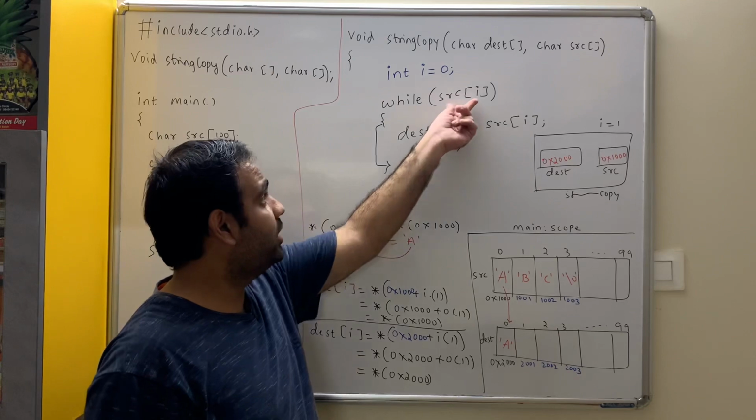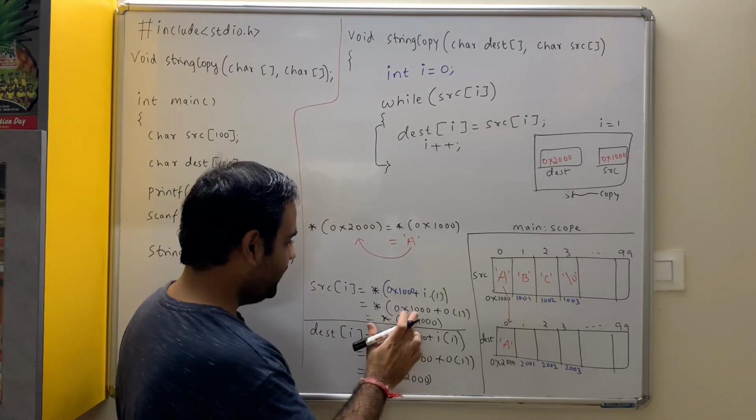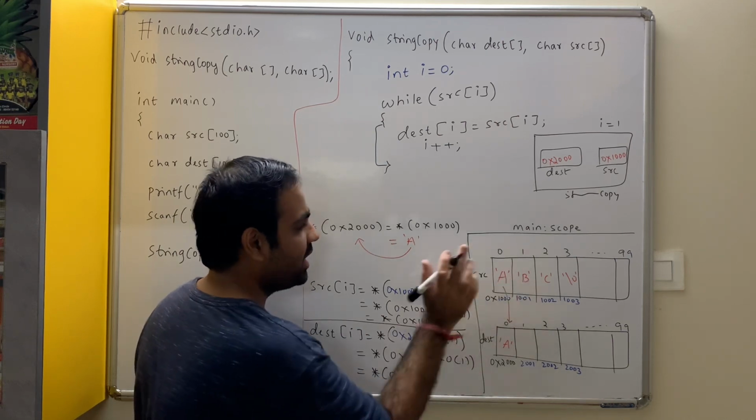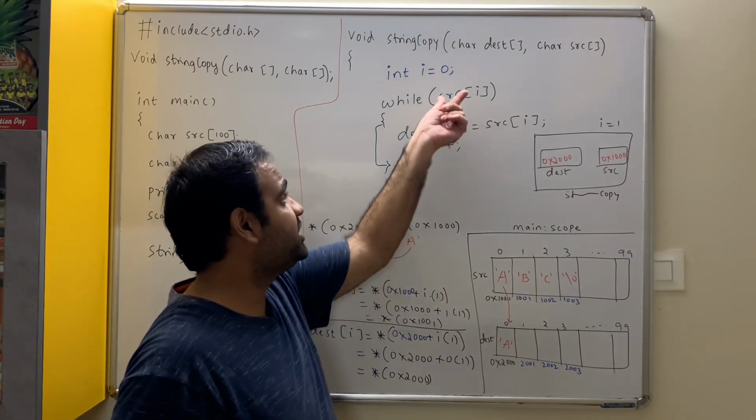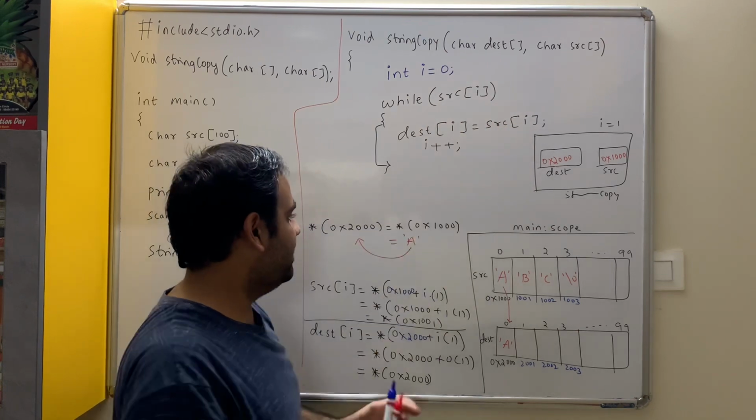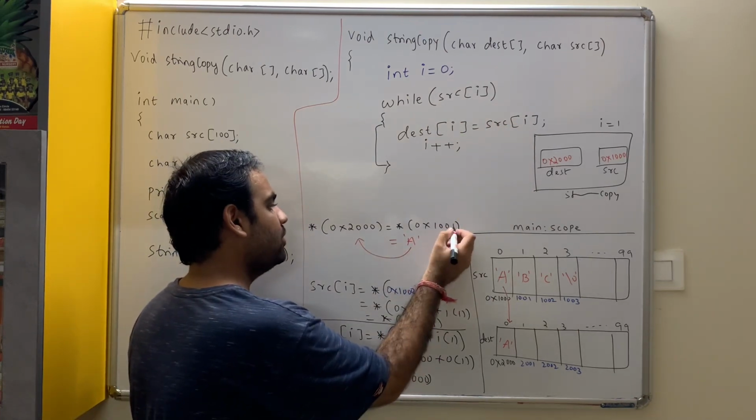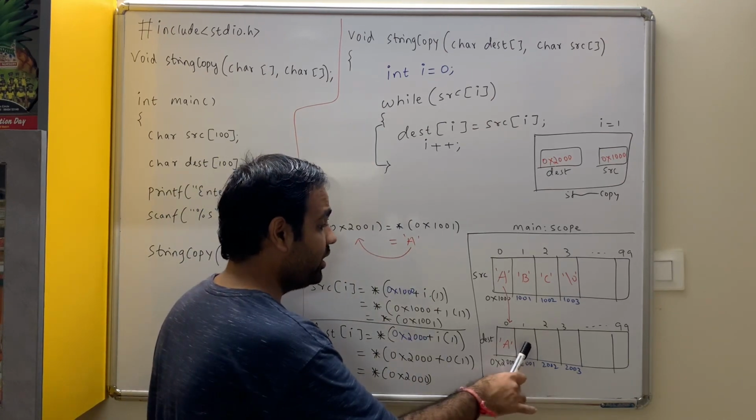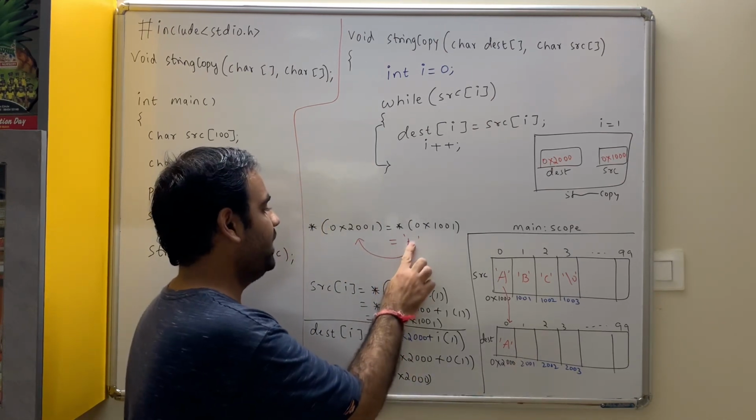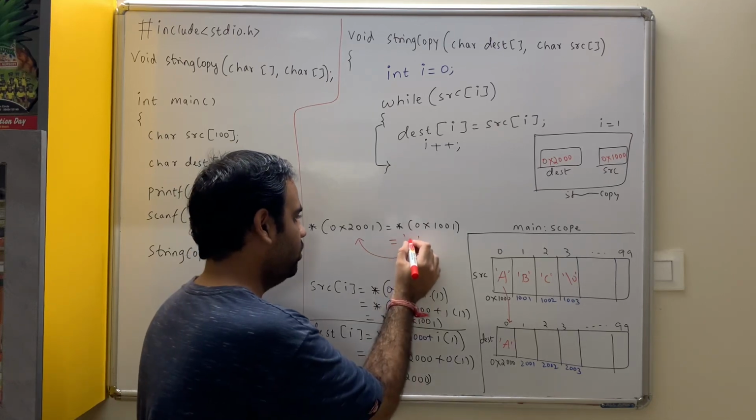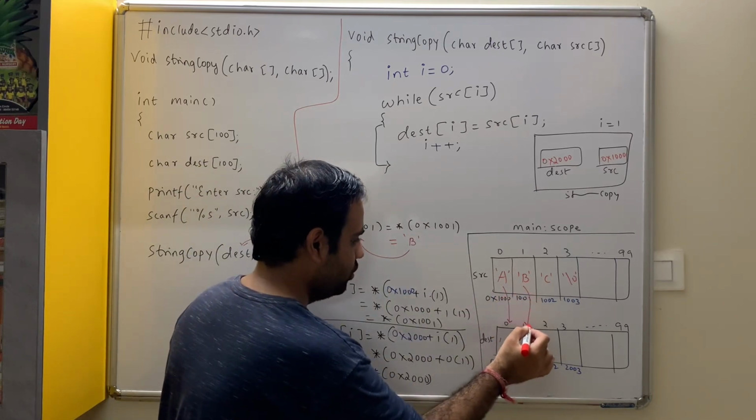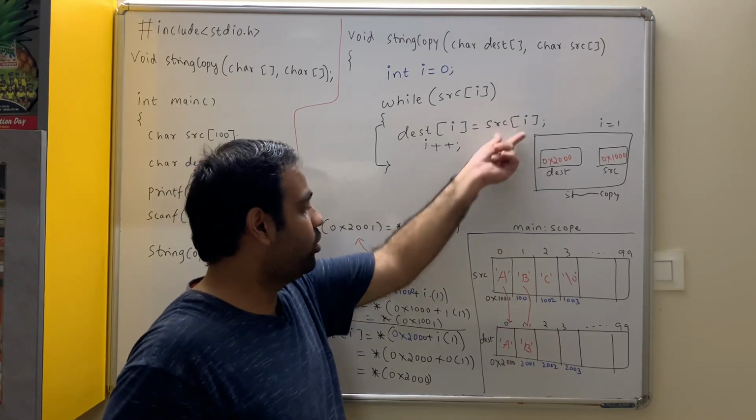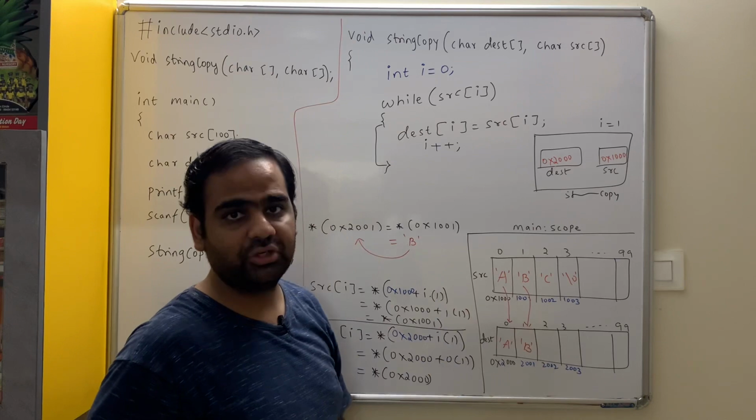Now again calculate source of 1. What is source of 1? 1000 plus 1 into 1 is nothing but star 1001. And what is star 1001? B, it means 66. True. Now the RHS is 1001. You calculate LHS, it will be 2001. It says go to address 2001 and store B. Or the other thing is, take source of 1 and copy at destination of 1.